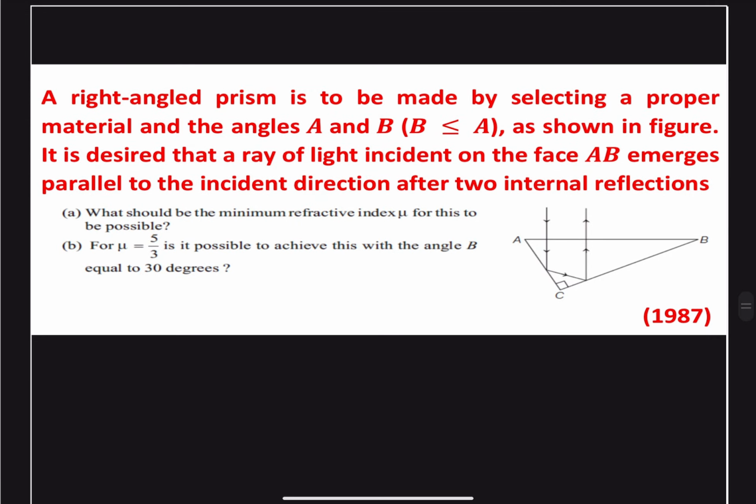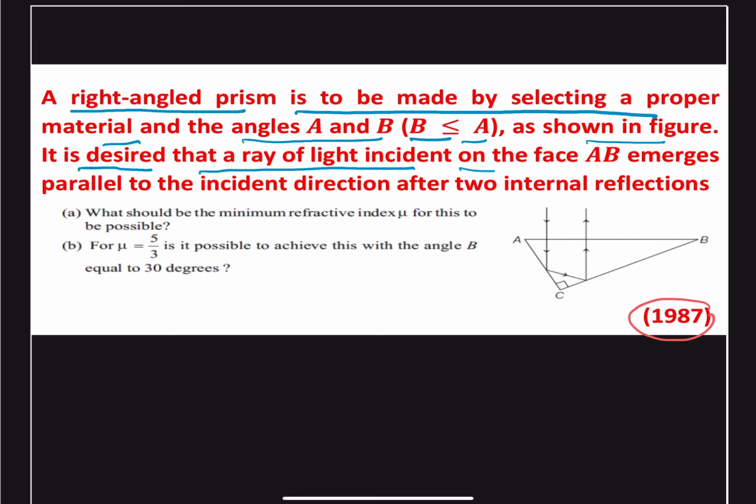We come to the next question. Here it was asked in 1987, and it states that a right angle prism is to be made by selecting a proper material and angles A and B, where B is less than or equal to A as shown in the figure. It is desired that the ray of light incident on face AB emerges parallel to the incident direction after two internal reflections.